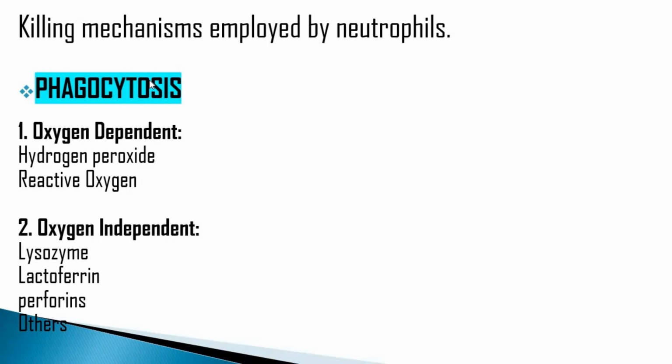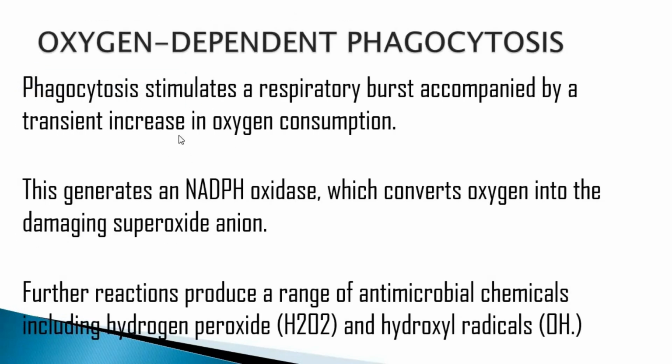There are two ways in which these neutrophils kill the bacteria by phagocytosis. So the first one is called oxygen-dependent phagocytosis, and the other one is called oxygen-independent phagocytosis. So very quickly, let me just show you how oxygen-dependent phagocytosis and oxygen-independent phagocytosis occur.